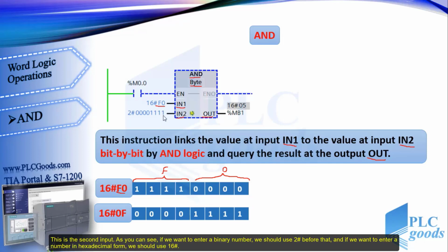This is the second input. As you can see, if we want to enter a binary number, we should use 2 plus sharp before that. And if we want to enter a number in hexadecimal form, we should use 16 plus sharp.